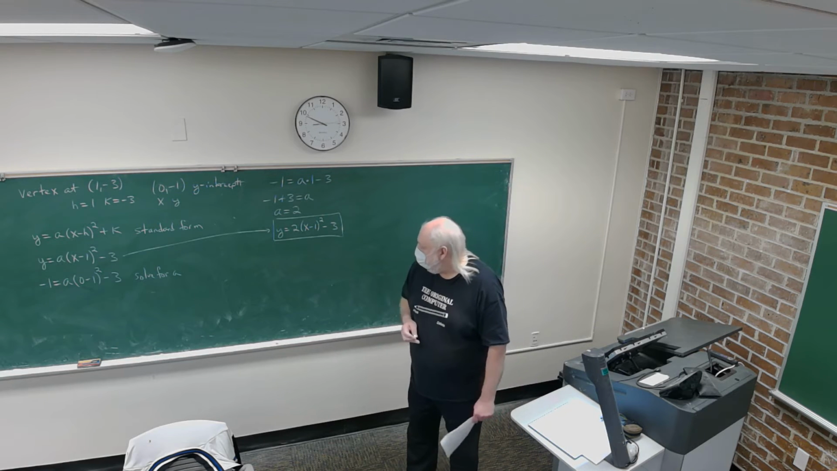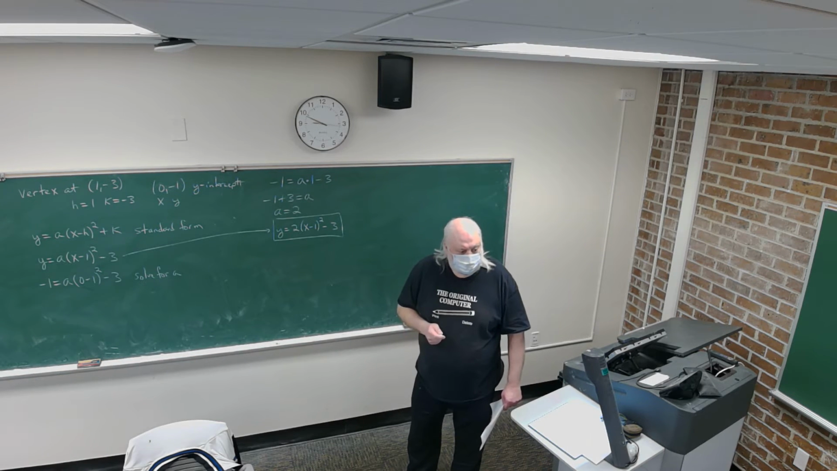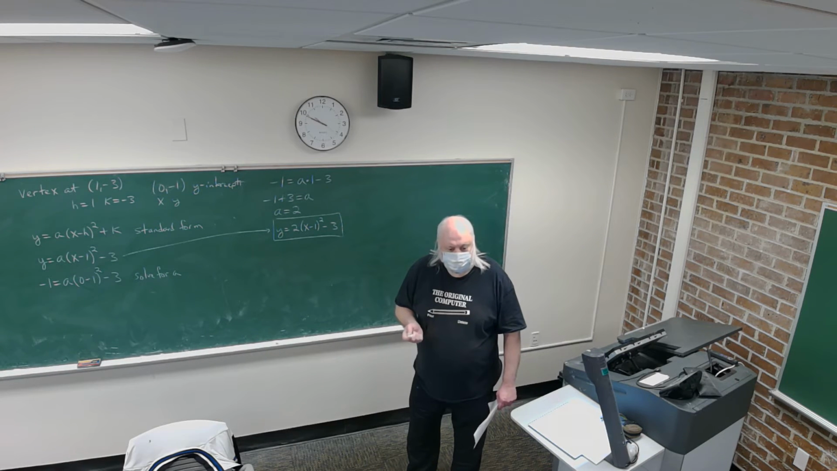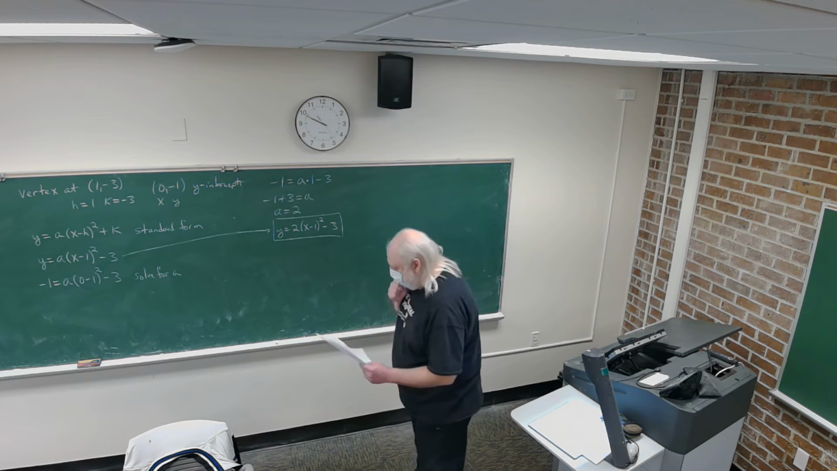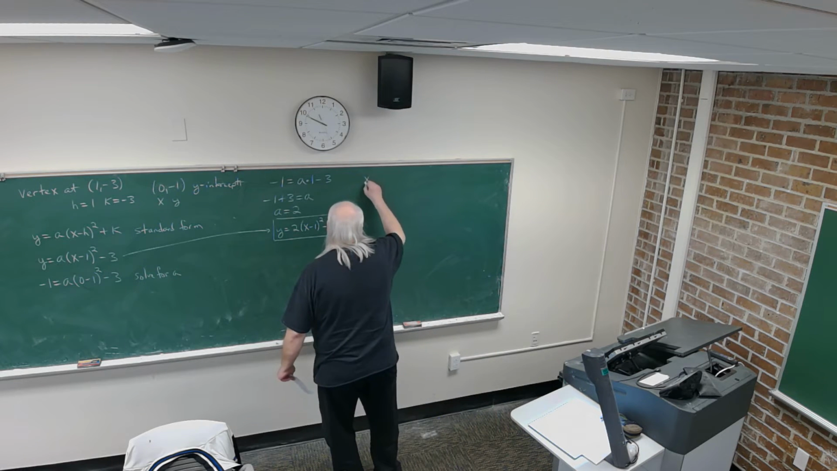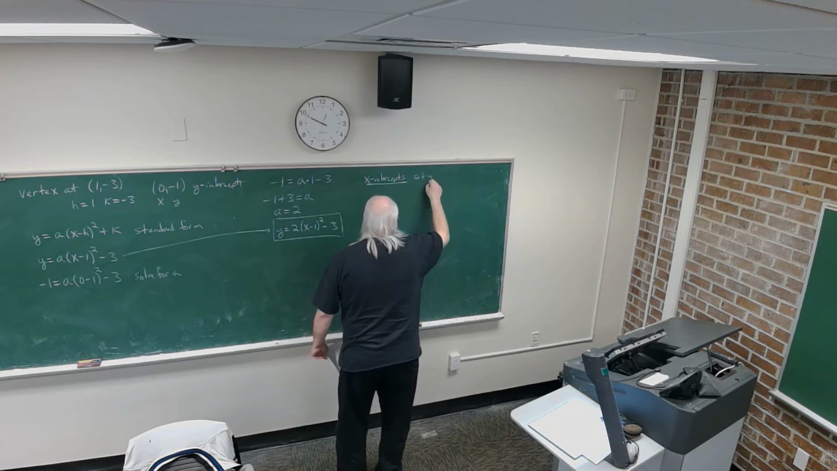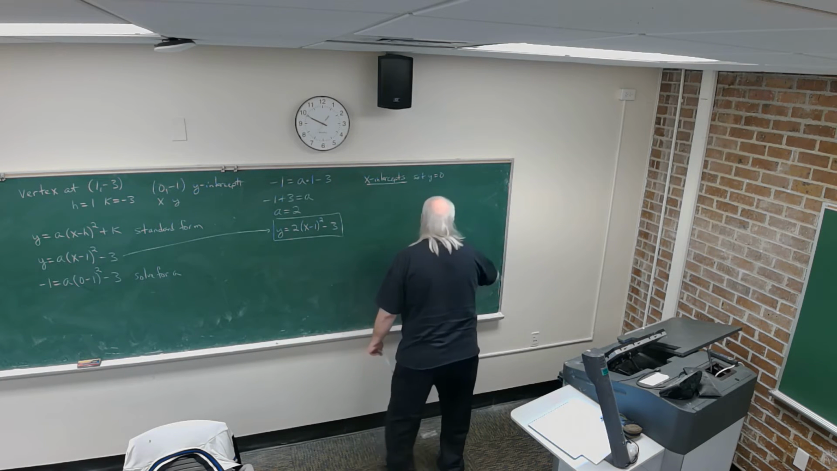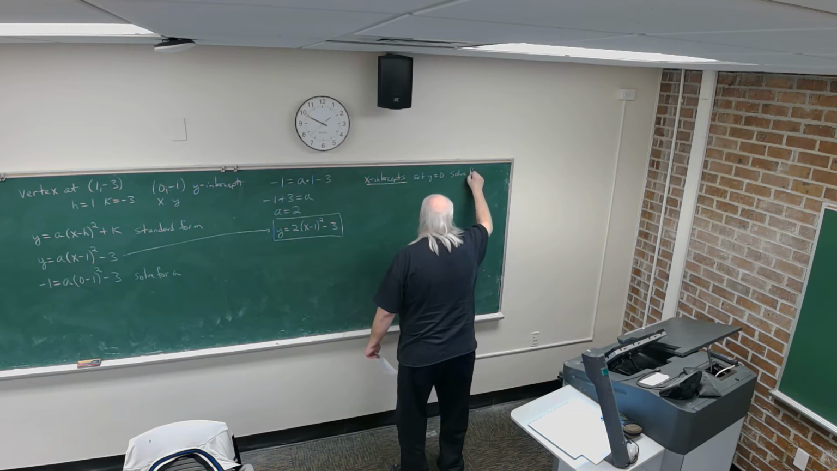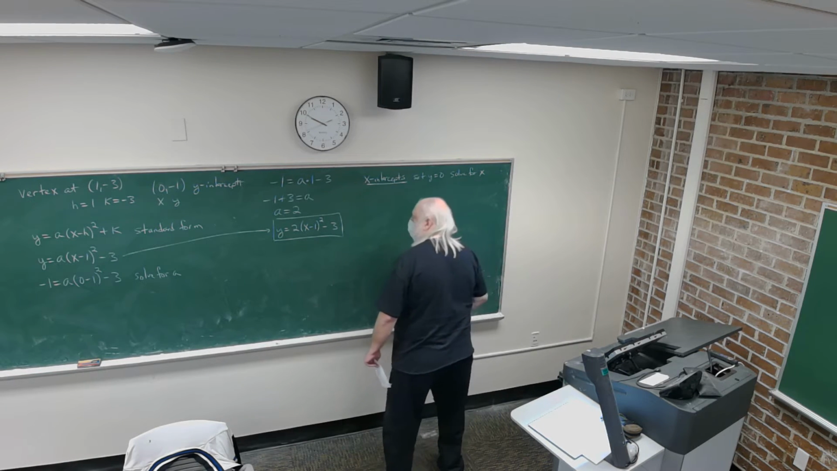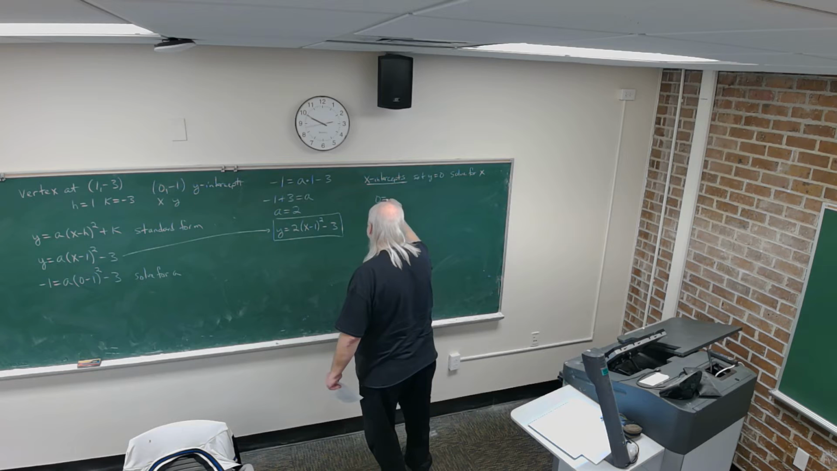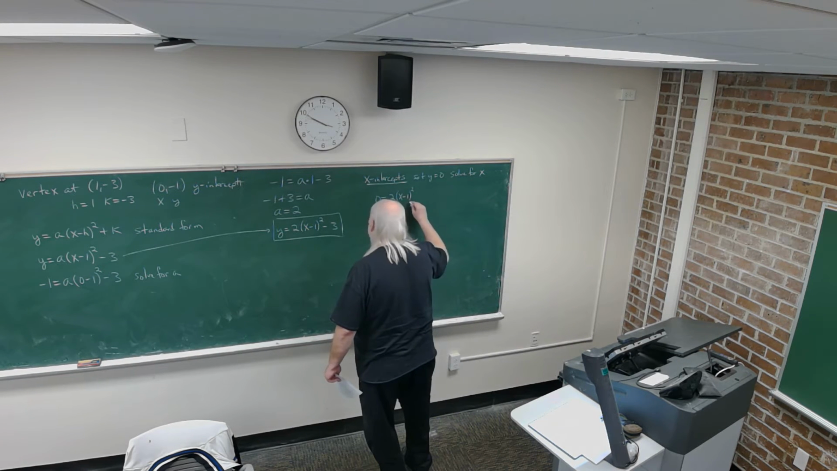Now we've got to find the x-intercepts. How do we find the x-intercepts? Set y equal to 0 and solve for x, right? So to find the x-intercepts, set y equal to 0 and solve for x. So we have 0 is equal to 2 times (x minus 1) squared minus 3.